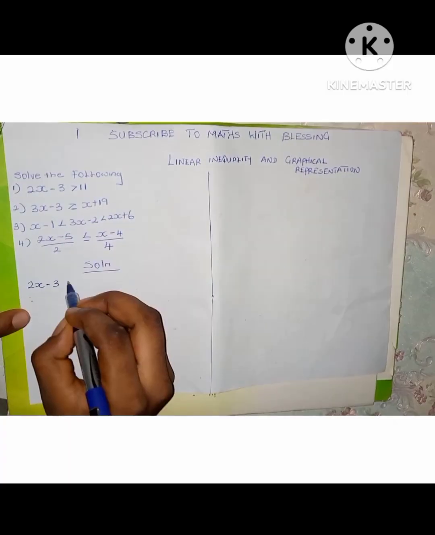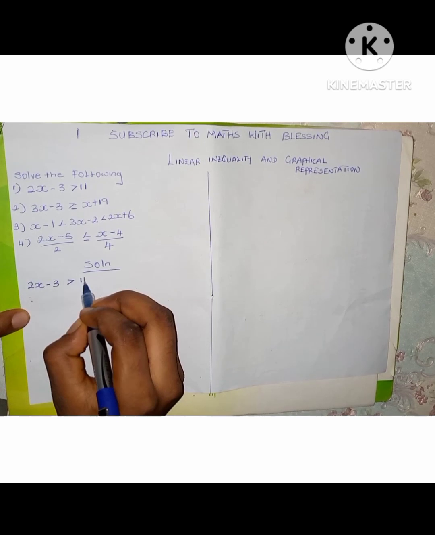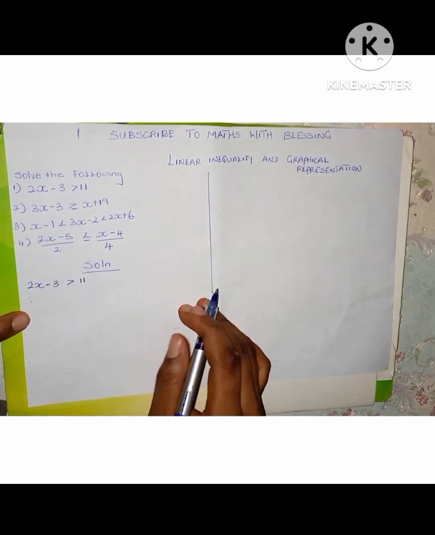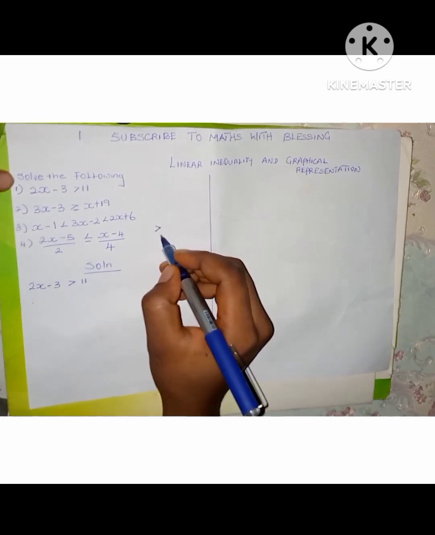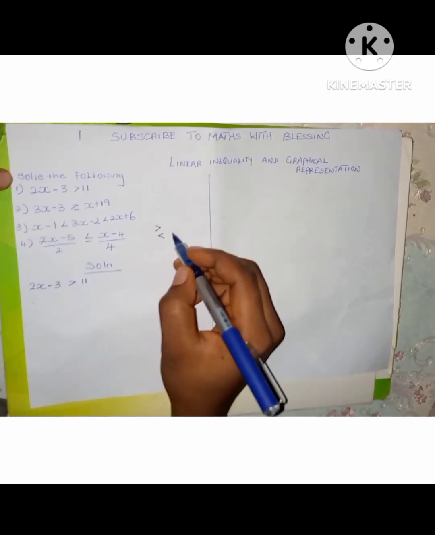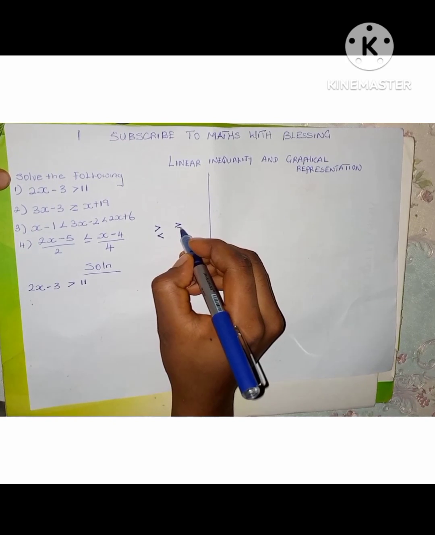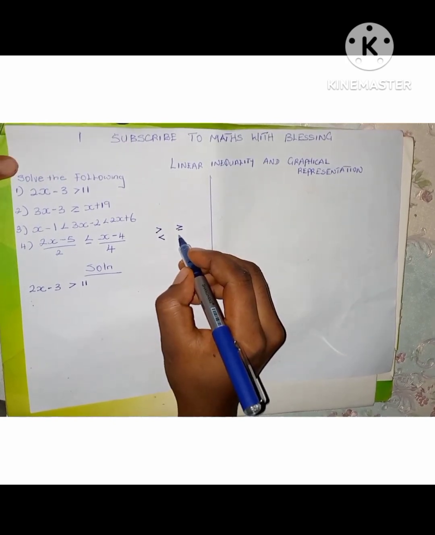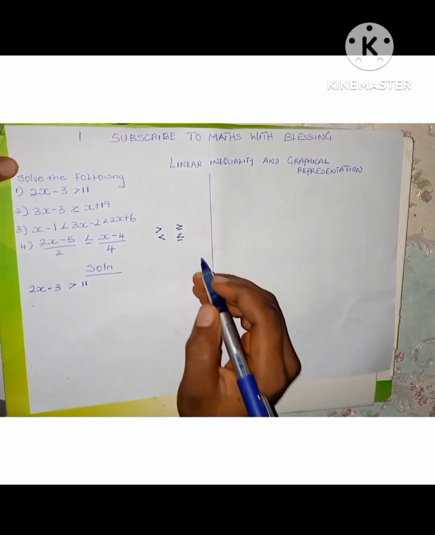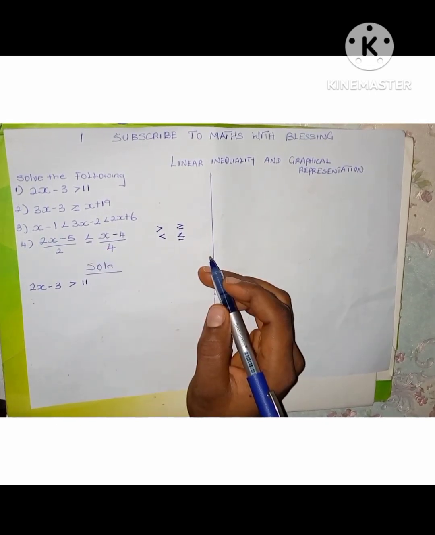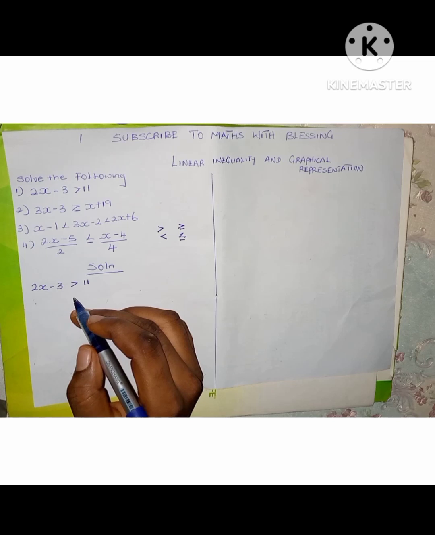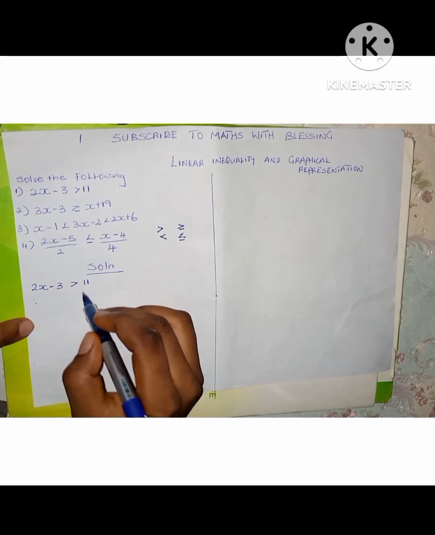Okay, greater than 11. Now in inequality there are four basic inequalities that you need to know. This is greater than, this is less than, this is greater than or equal to, and this is less than or equal to. So this is what you'll be seeing here. And here in number 1 you have 2x minus 3 greater than 11.